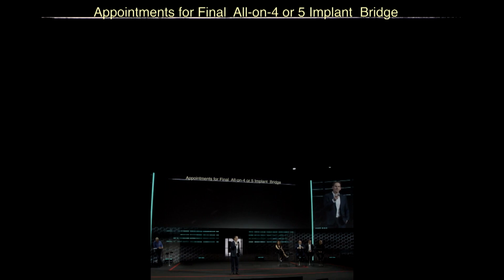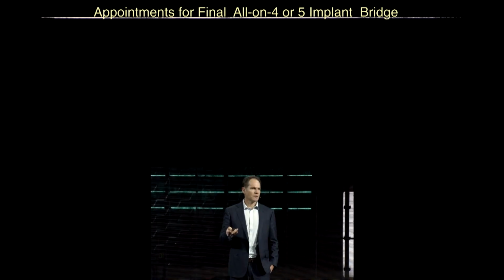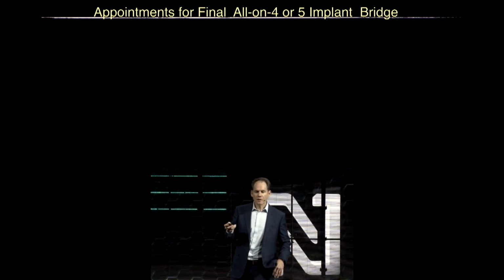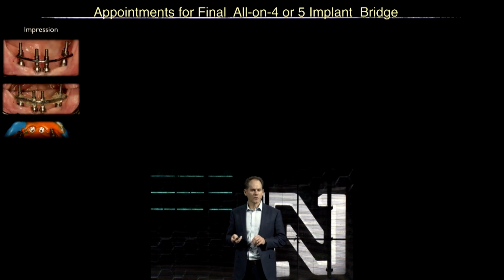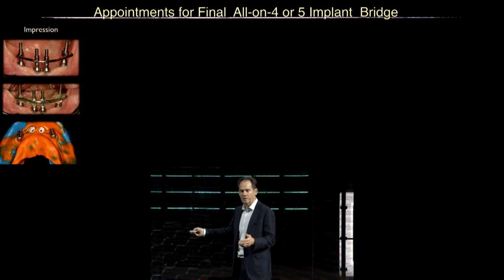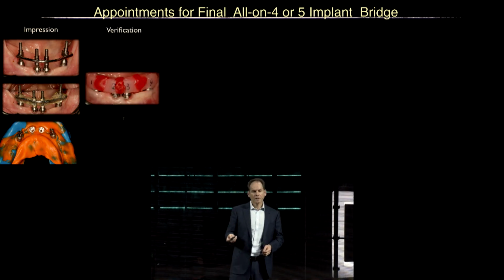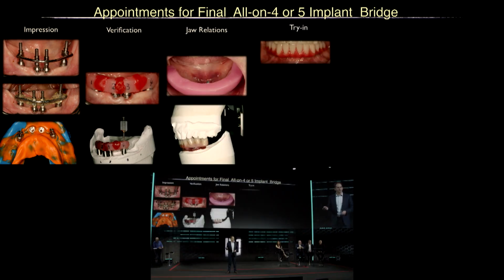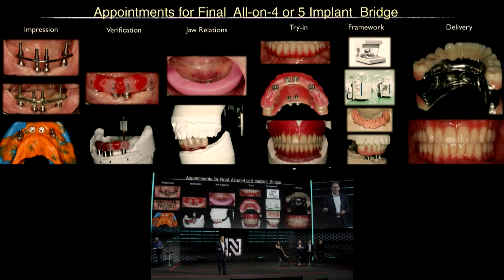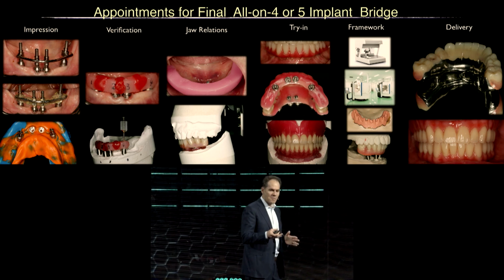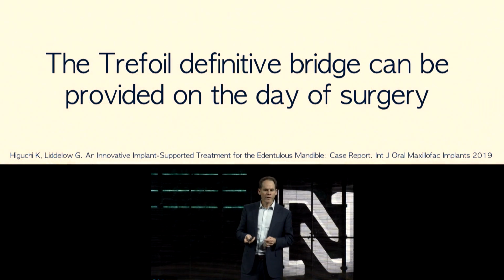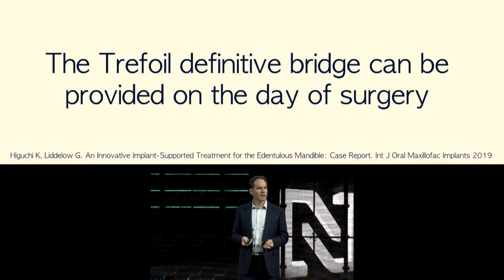If we look at some of the other aspects that we might think about when we're choosing an option, we've got to create a final bridge. So you need some appointments to create a final bridge. You need to do an impression. This is after healing and all that sort of thing, so it might be 6 months, a year, 2 years down the track. You take some impressions. You might do verification, jaw relations, try-in appointments. You've got to get a framework made, and then you've got the delivery of the prosthesis. It may take 6 appointments, it may take 3, but it's going to take some time to create that. Whereas a trefoil definitive bridge can be provided on the day of surgery.